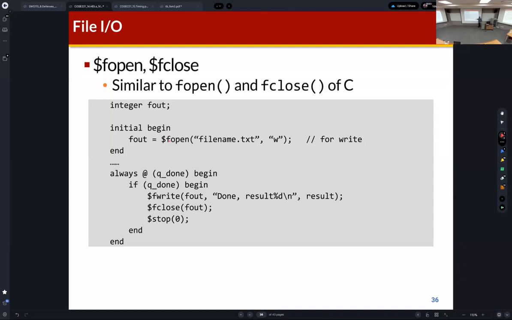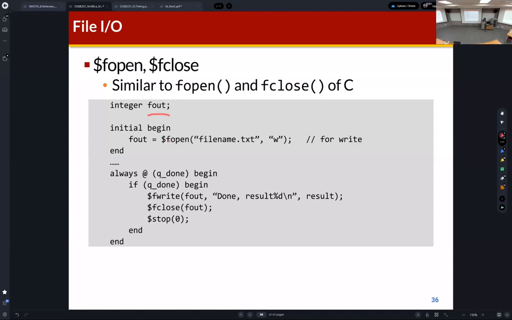Actually, a pointer is an integer type data, right? So in order to define the file pointer, we declare fout as an integer variable. Then the syntax is also very similar to the fopen of C. So fout is equal to $fopen, the file name, and then read or write, okay? Because fout is the pointer of the file.